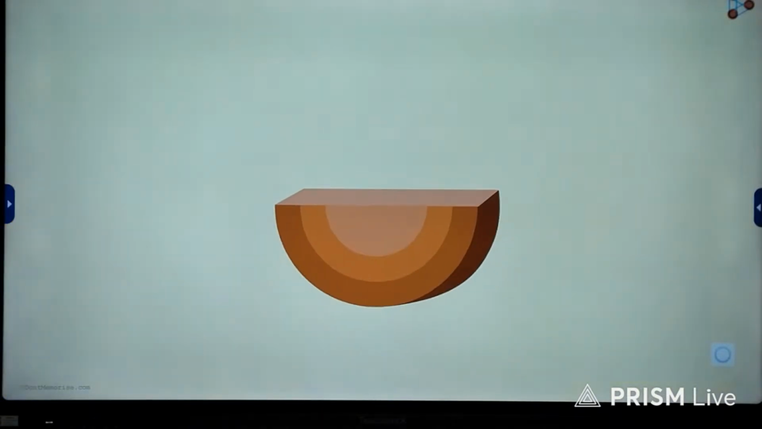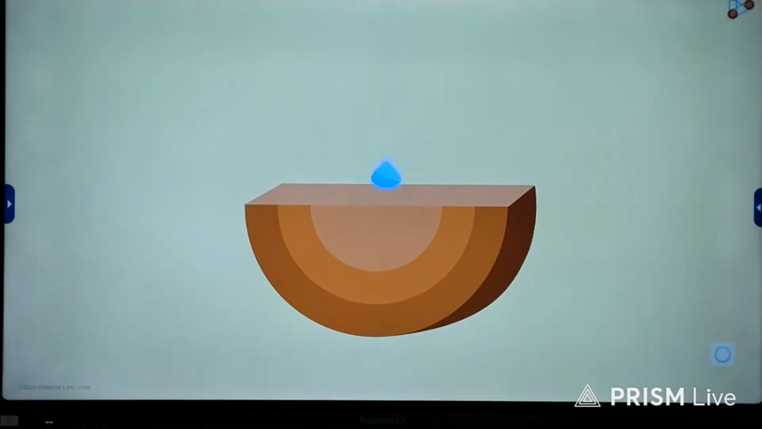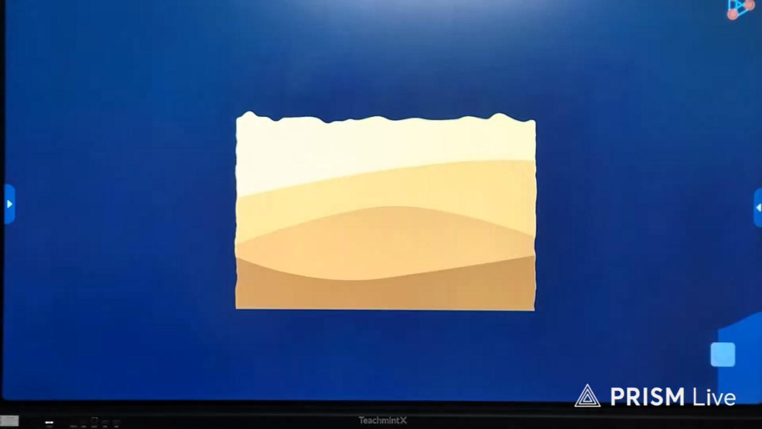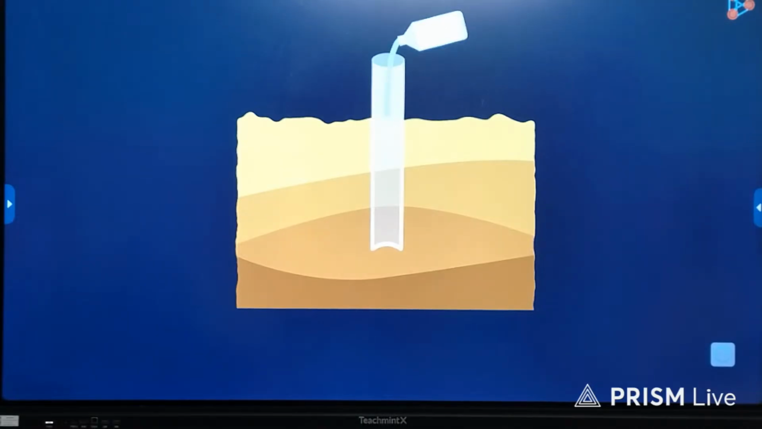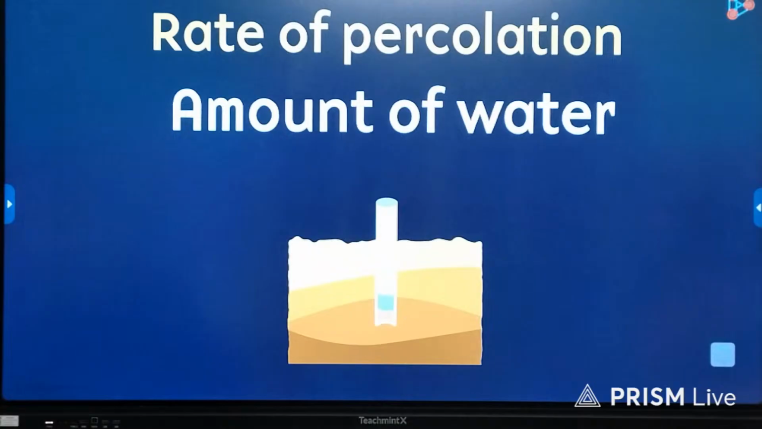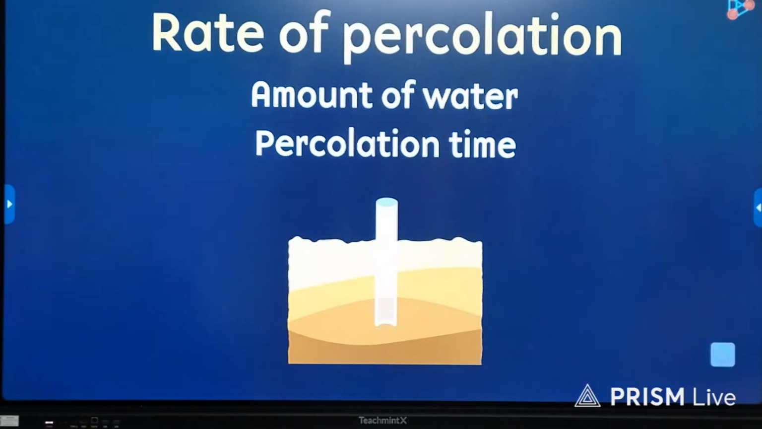Is percolation same in all types of soil? Of course not. Then how do we get to know how much water has percolated in a particular type of soil? To understand this, let's take a long pipe and insert it a bit deep into the ground. If water is added to the soil through this pipe, then it gradually percolates. Now all we need to do is calculate the rate of percolation based on how much water was added and how much time did the water take to percolate completely.